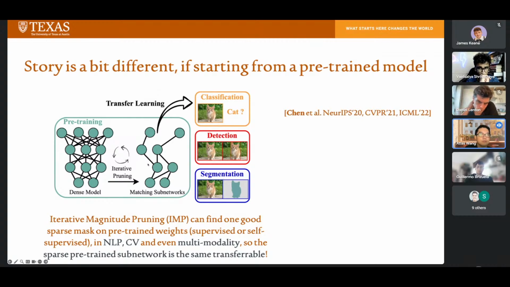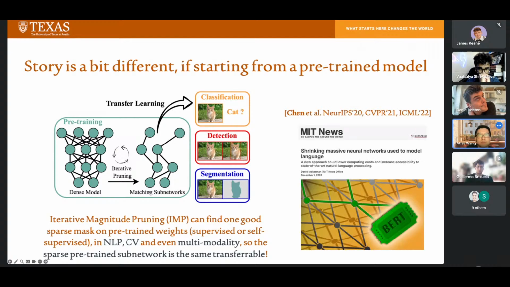Therefore, although iterative pruning and pre-training cost more than a one-shot pre-training, the extra pre-training cost can be amortized if we reuse the same sparse mask downstream. That's the reason why you want to do the lottery ticket sparse mask finding on the pre-trained model. We empirically demonstrated this idea to work on NLP models, CV models, and later even multimodality models, that we can find a sparse pre-trained subnetwork on the pre-trained weight that is just as transferable. Our result on the BERT model at that time was able to gain a good deal of media attention, including MIT News. So that was the background.